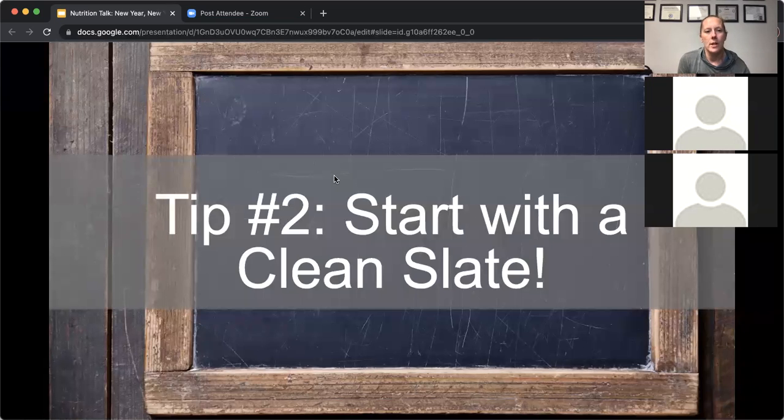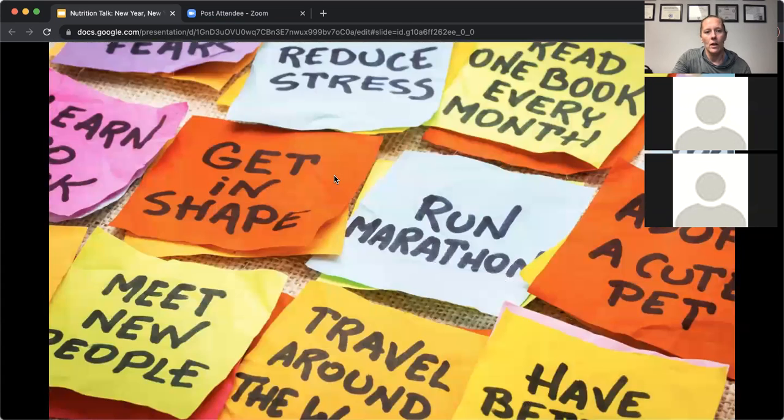Tip number two is going to be to start with a clean slate. There are likely several goals or resolutions that you've attempted in the past, or there might be a diet plan or a nutrition challenge that left you feeling unsuccessful. Well, you're not alone in that. Research reports that at least 2/3 of people on diets will regain more weight than they lost. Give yourself a little bit of grace. Put those negative experiences, outcomes, and thoughts behind you and move forward with a clean slate.